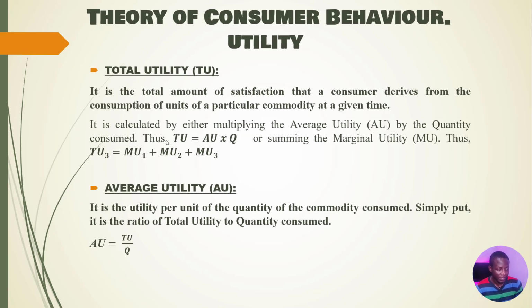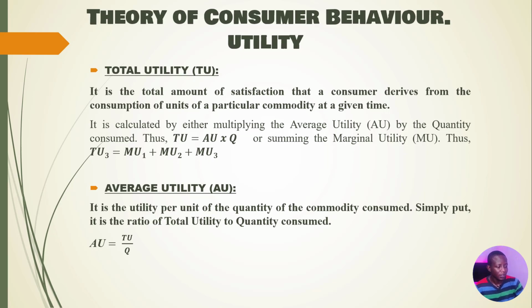Mathematically, it can be represented as the sum of marginal utilities up to the nth unit, or the average utility times the quantity that you consume. So let's move on. As time goes on, I'll explain it well.